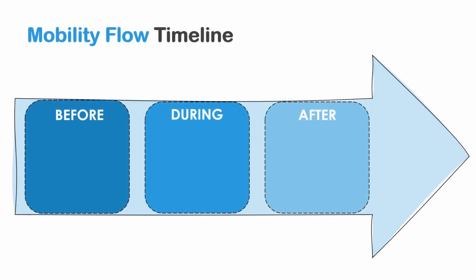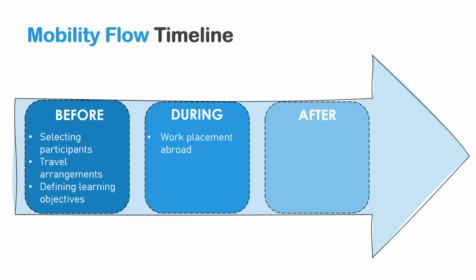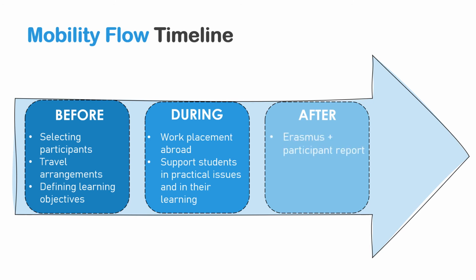Before the mobility is the time when you, for example, select suitable participants, ensure they are aware of the travel arrangements, and help them define their learning objectives. During the mobility is when the students are at their host company having their work placement, and you as a teacher support them in practical issues and in achieving their learning objectives. After the mobility, you support students in completing the Erasmus Plus participant report and reflecting on their own learning.